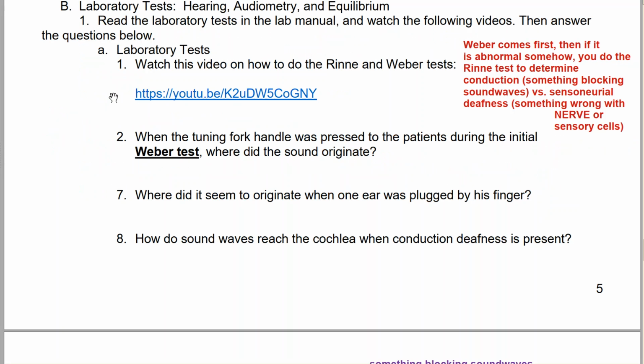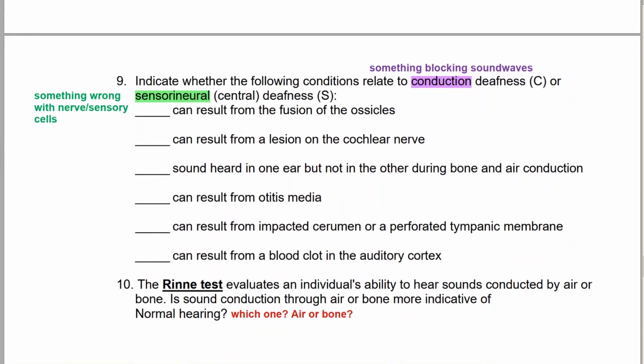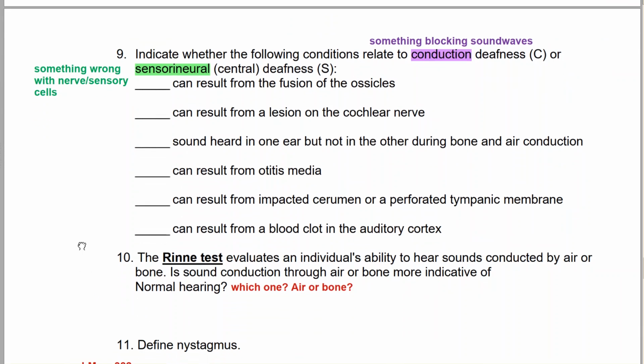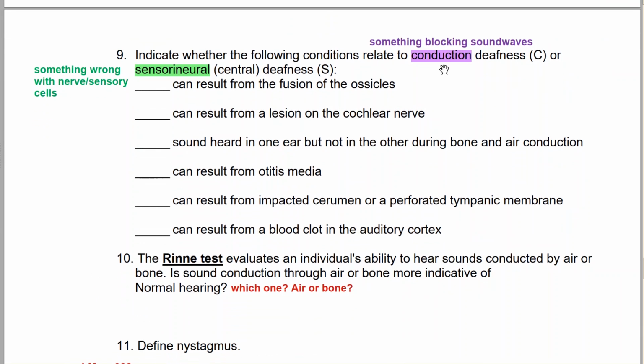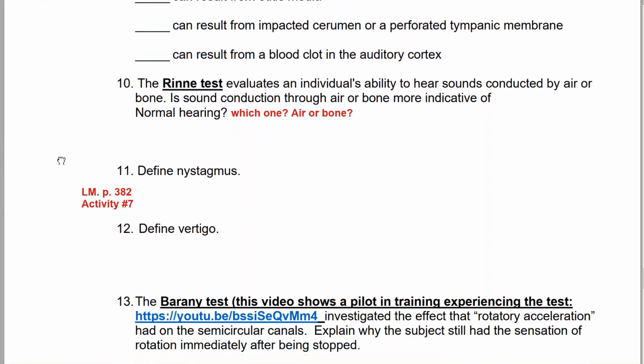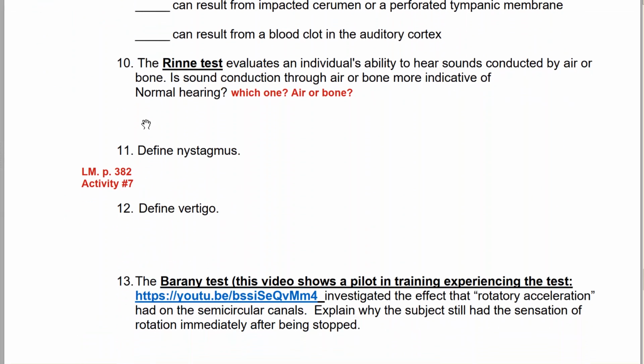So here's your link for the Rinne and the Weber tests. And then some questions about the difference between conduction deafness and sensorineural deafness. I've left you some nice little color-coded helpful hints. Watch the videos. It should help you determine what is normal hearing in a Rinne test. Sound conducted through the air or sound conducted via the bones of your skull.